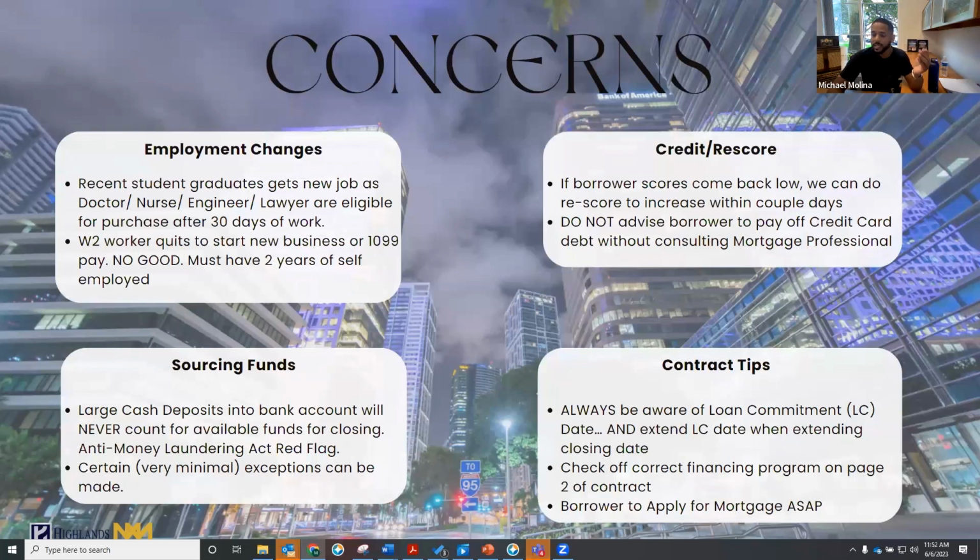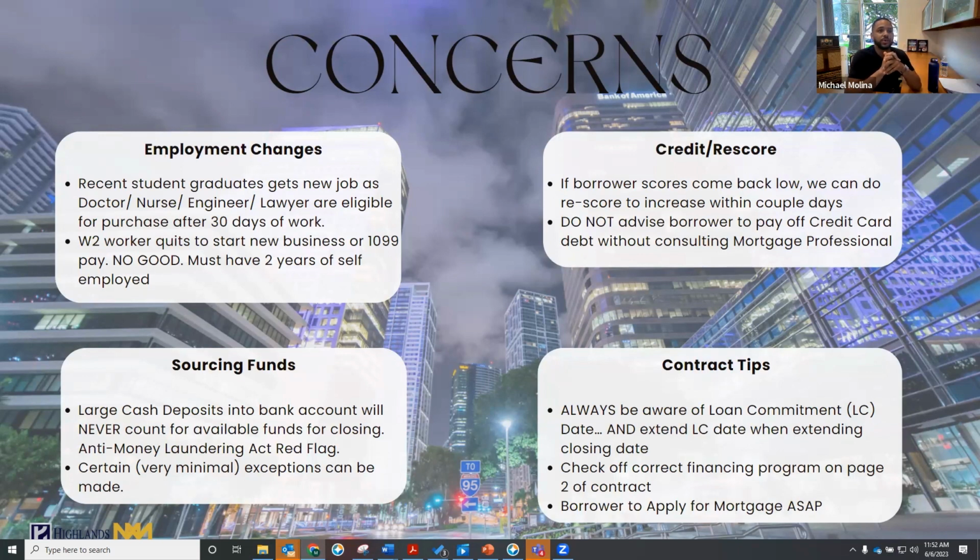We're good to go. On conventional, DU is much more sophisticated than it is with FHA. And so when we run that, DU will tell us if we need 1 year or 2 years of self-employment from that borrower. I won't know that until I actually run the application, if we're trying to do conventional. But usually you can have some sort of exceptions on that 1 year.